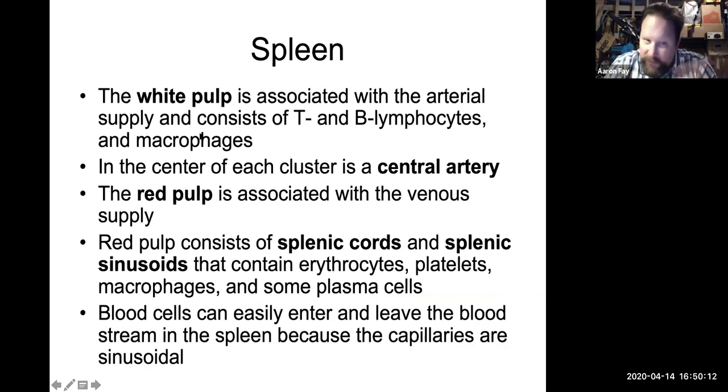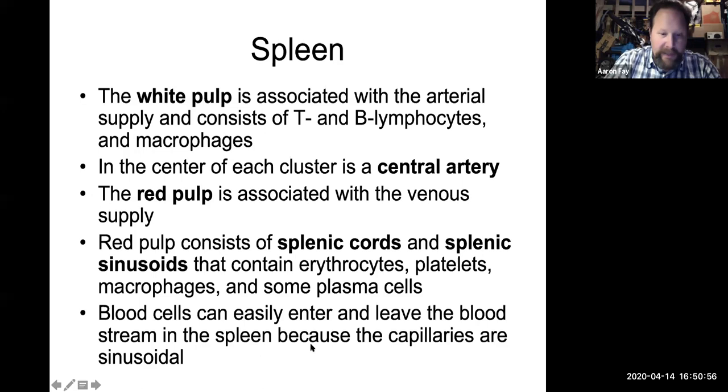So this just says in words what I already talked about. White pulp is associated with the T and B lymphocytes and macrophages. You will find in the center of the white pulp a central artery, just bringing in blood to be cleaned by these lymphocytes. Red pulp is associated with the veins. In the red pulp, you will find splenic cords and splenic sinusoids. Splenic cords are just structures containing cells. The splenic sinusoids are spaces that are going to contain the stored erythrocytes, stored platelets, and a few other immune cells, but don't worry too much about that. White pulp is for white cells, red pulp is for red cells. Let's just keep it simple like that.